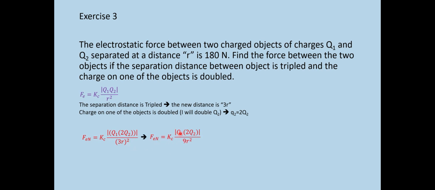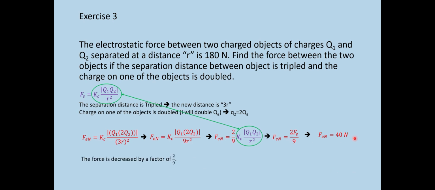Fe equals Kc Q1 2Q2, and 3 squared is 9, so we have 9r squared. Take the 2 out and take the 9 out. You'll have a fraction, 2 over 9, times Kc Q1 Q2 over r squared, which is the same as the original electrostatic force. So it is 2 Fe over 9. When you replace, 2 times 180 is 360, over 9, it gives you 40 newtons.